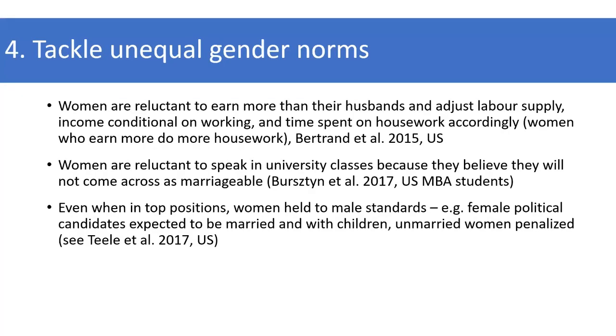The last set of policies will be to tackle unequal gender norms. We need to change the behavior, the conception, the thinking of the community. So we see women are reluctant to earn more than their household and adjust labor supply. And we've seen that from some study conducted. The study shows that even women that earn more tend to do more housework. Studies also show that women are reluctant to speak in university classes because they believe that they will not come across as marriageable. Even in top position, women are held to male standards. For example, female political candidates are expected to be married and with children, and most often unmarried women are penalized.